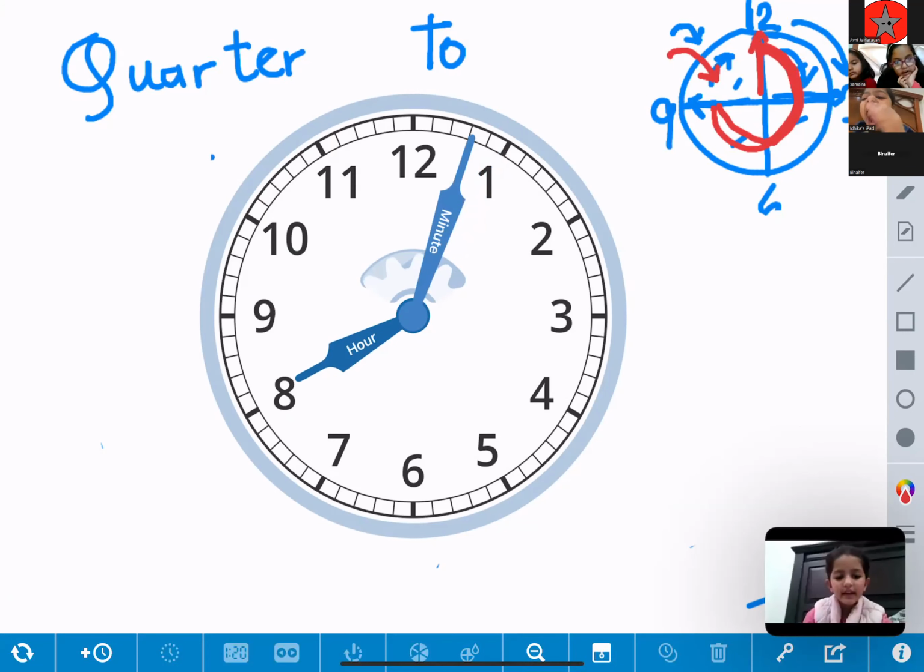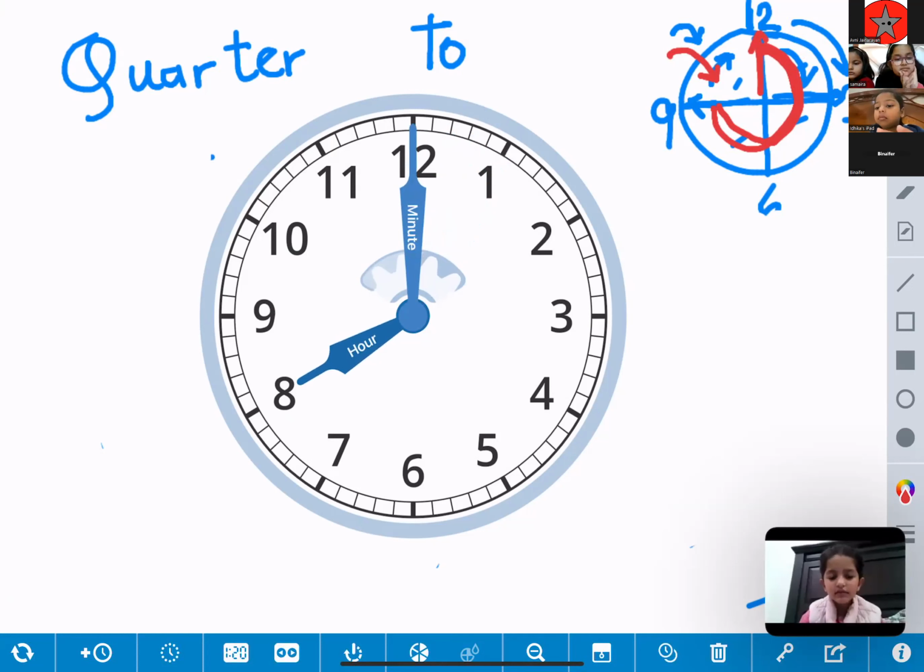No. Minute hand is on 12. What is the value? It is 8 o'clock. It is 0 because o'clock means they have not moved yet. It's exactly on 12. So it is 0 minutes.